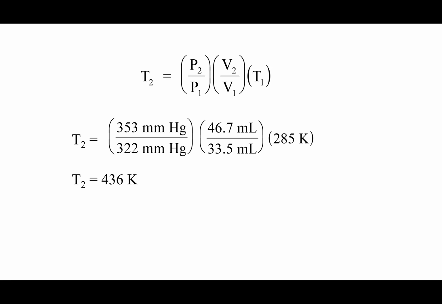And you guys told me, how do I get to Celsius? Minus 273, yep. So T2 is equal to 436 Kelvin minus 273 units. So you're looking at 162 degrees Celsius.